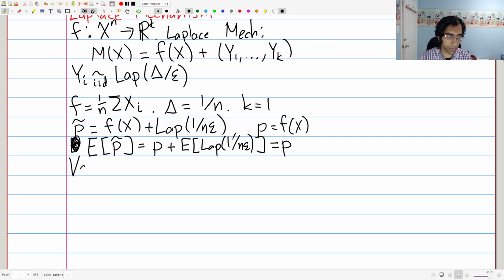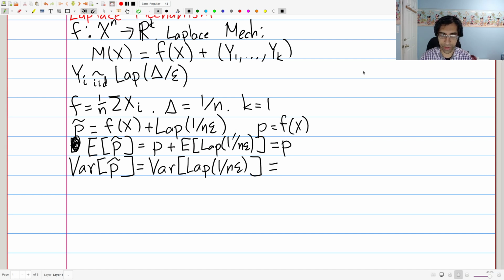Now, similarly, we can compute what the variance is. The variance of P tilde is equal to, so this doesn't change, so that wouldn't show up in the variance calculation. It's just going to be equal to the variance of Laplace 1 over n epsilon. And this is equal to, just using the formula we had before, 2 over n squared epsilon squared.